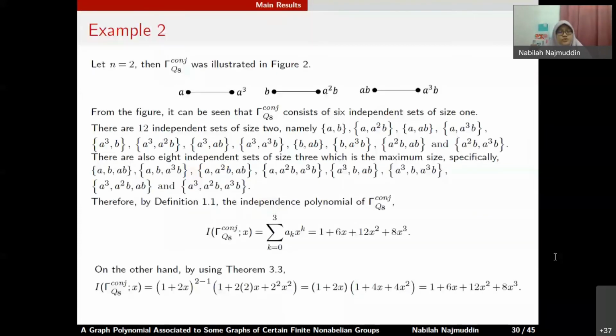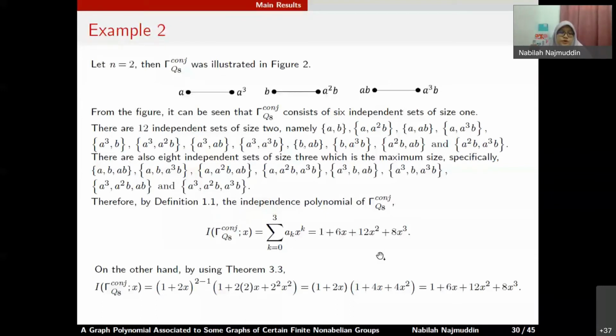When n equals 2, we have the conjugate graph of Q8, which consists of 6 vertices. Hence, there are 6 independent sets of size 1, 12 independent sets of size 2. We have here A, B, A squared B, and also there are 8 independent sets of size 3. We can see A, B are independent, and then A3, A2B, A3B are also independent. So by definition, we obtain this polynomial.